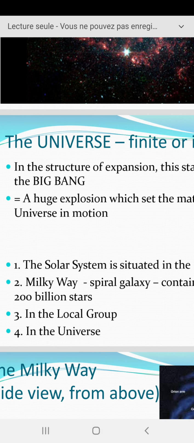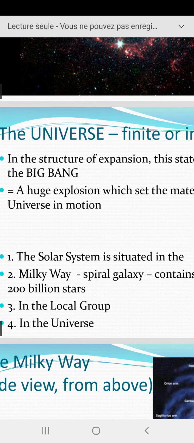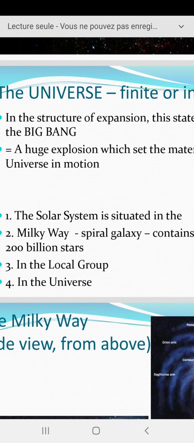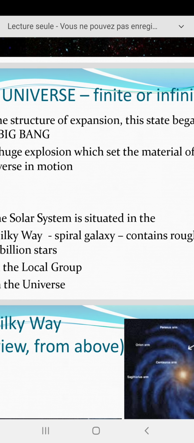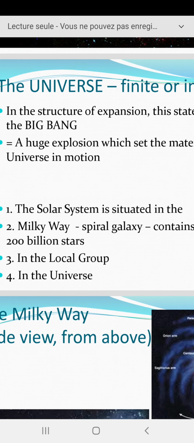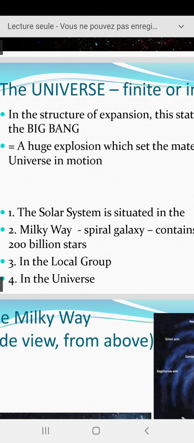So after this explosion, the movement of the planets and celestial bodies began. Right? The solar system is situated where? In the Milky Way. So what is the Milky Way? Milky Way is the name of our galaxy. Okay? What is this galaxy? It is a spiral galaxy.